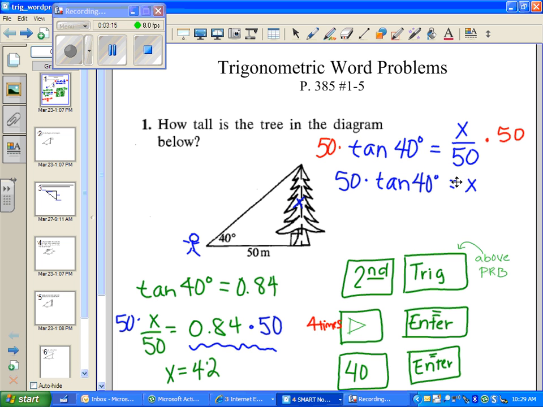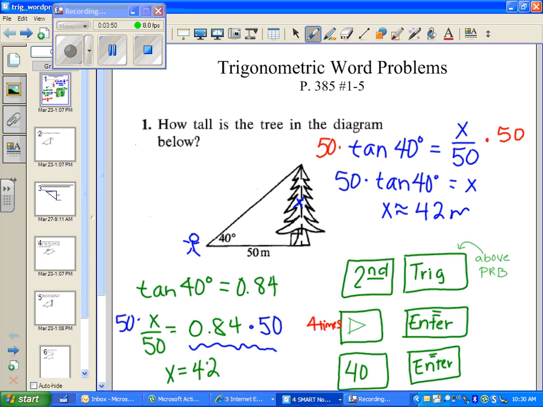So let's type this in. You type in 50 times, and then put second, trig, arrow over to tan, hit enter, type in 40, close your parentheses, hit enter again, and this is what x equals. Whoa. We're going to round this to the nearest tenth, and you actually do get 42 here. We get the same answer.